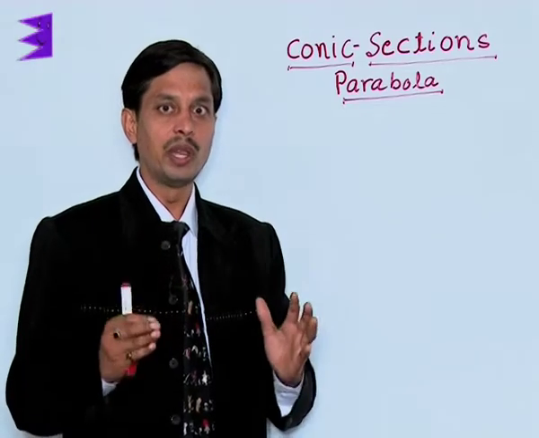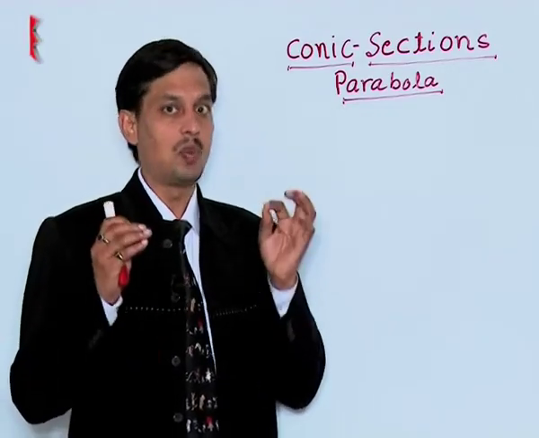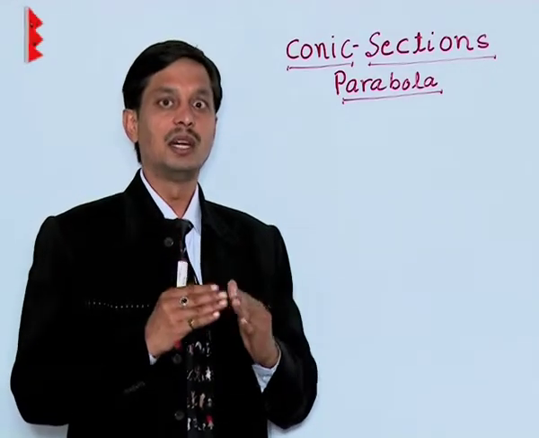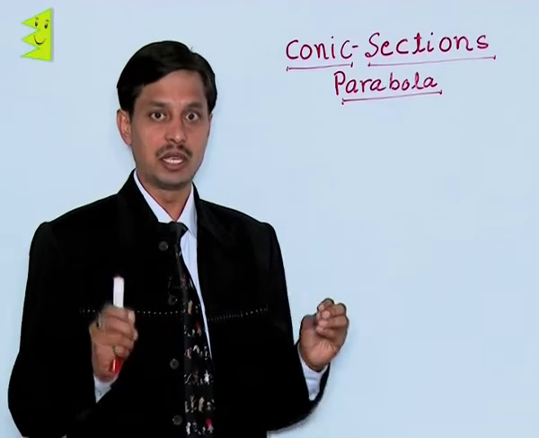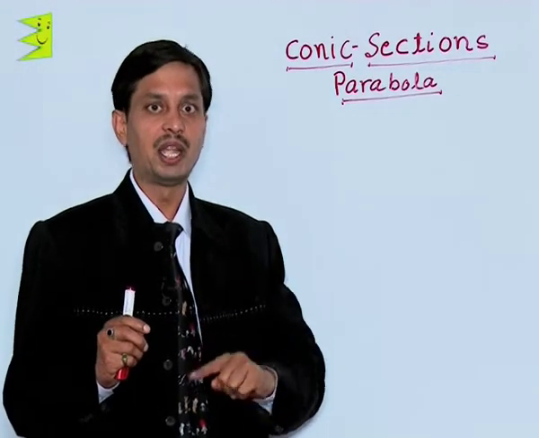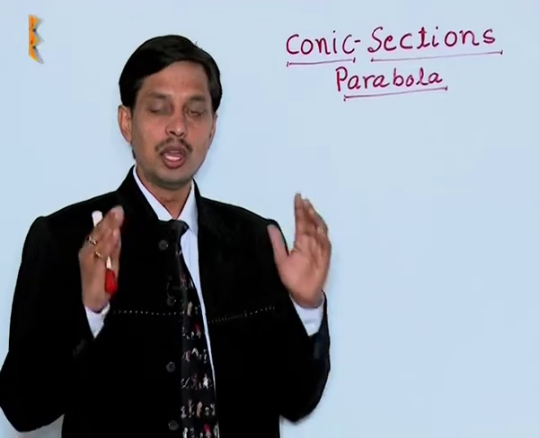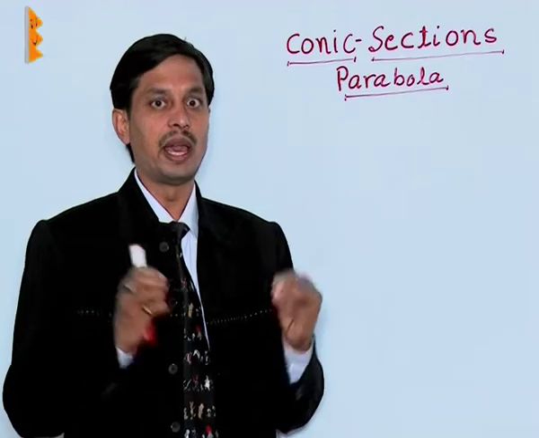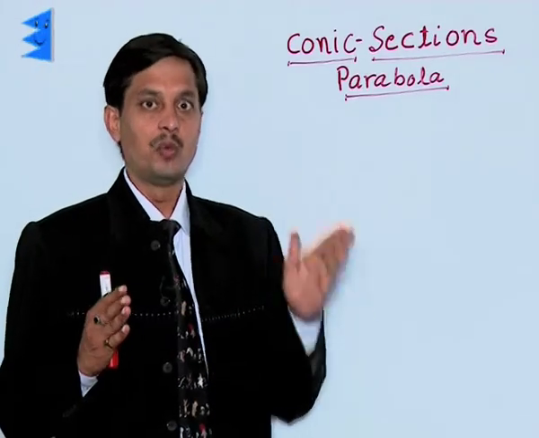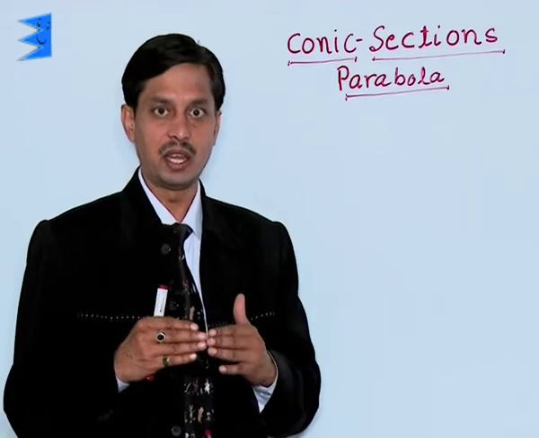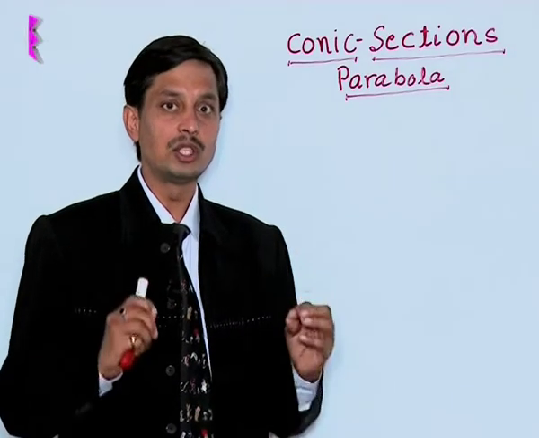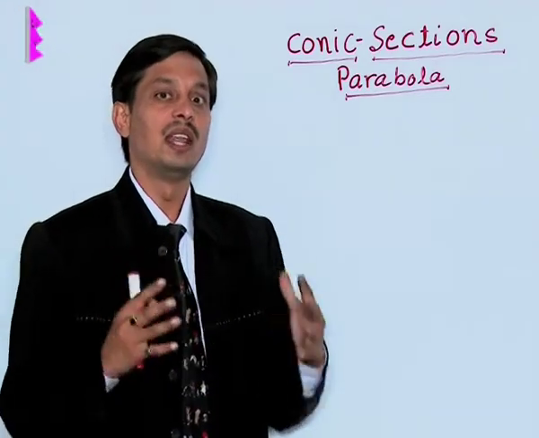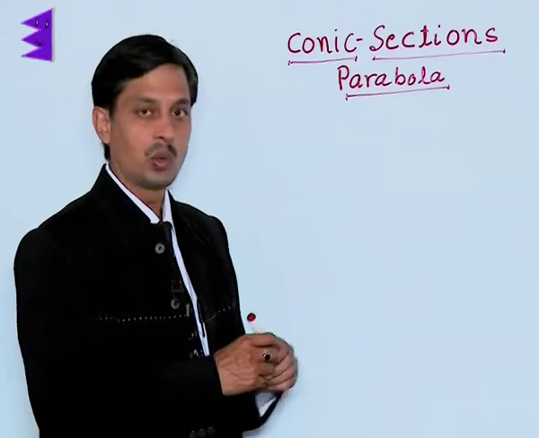Conic section or conic is the locus of a point in a plane in such a way that the ratio of its distances from a fixed point and from a fixed line is always constant. This fixed point is known as the focus, the fixed line is known as the directrix and the fixed ratio is known as the eccentricity. So what is the analytical definition? I am going to explain it to you.